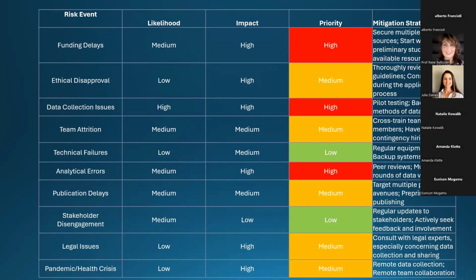But start with the red ones first, the high, high, high, and write a mitigation strategy. What can I do to fix that possible risk? Maybe I can't completely get rid of it, but now that I'm aware of it, what can I do to mitigate that specific risk event? How do you feel? Can you do this?